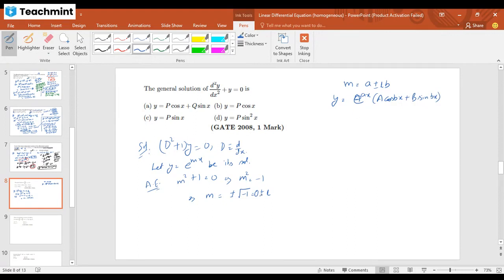So if we compare, what is a? Here a is 0 and b is 1. So we get the solution as e power 0x times (A cos x plus B sin x), or simply A cos x plus B sin x. Because A and B are arbitrary constants, I can replace A and B with p and q also. So the correct answer is option A, because here p and q are arbitrary constants.